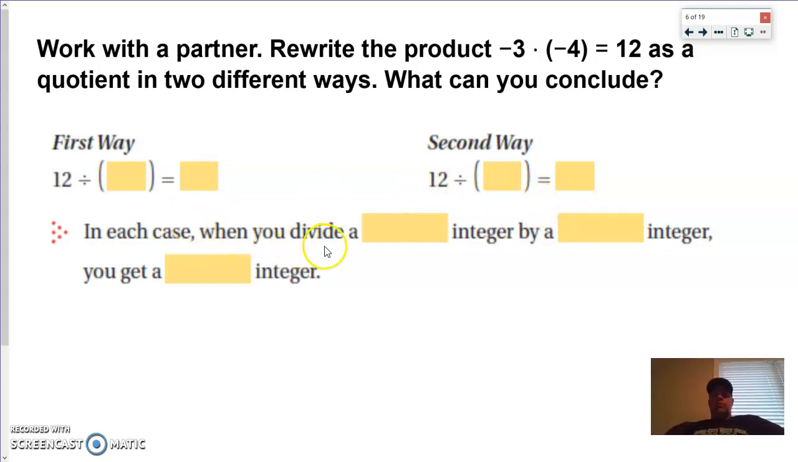In each case, when you divide a positive integer by a negative integer, you get a negative integer. So positive divided by negative equals negative.